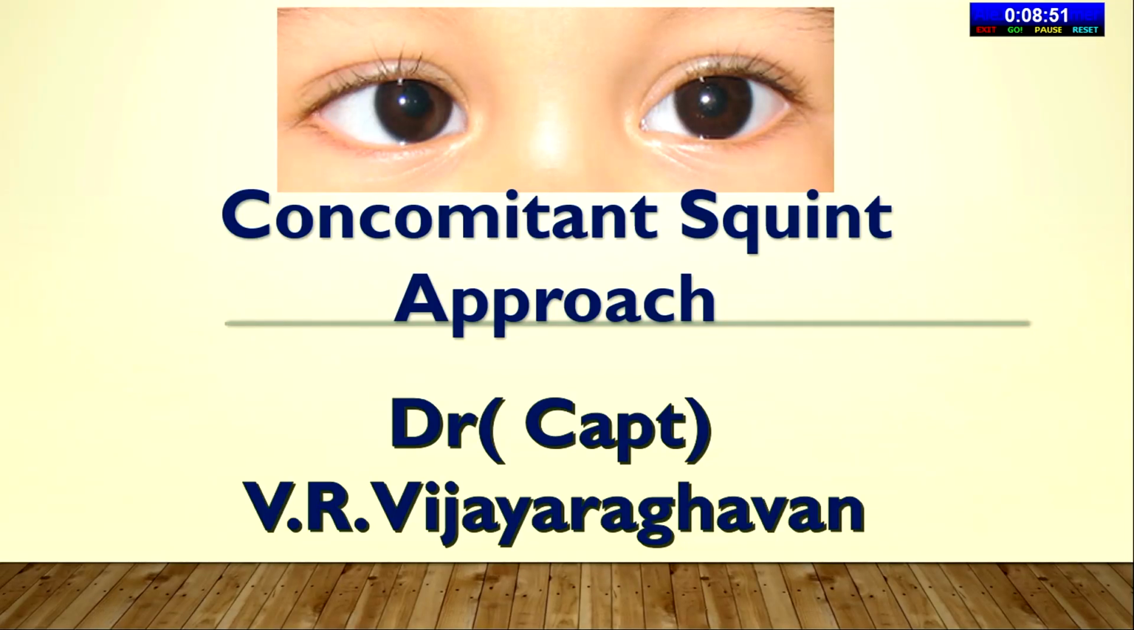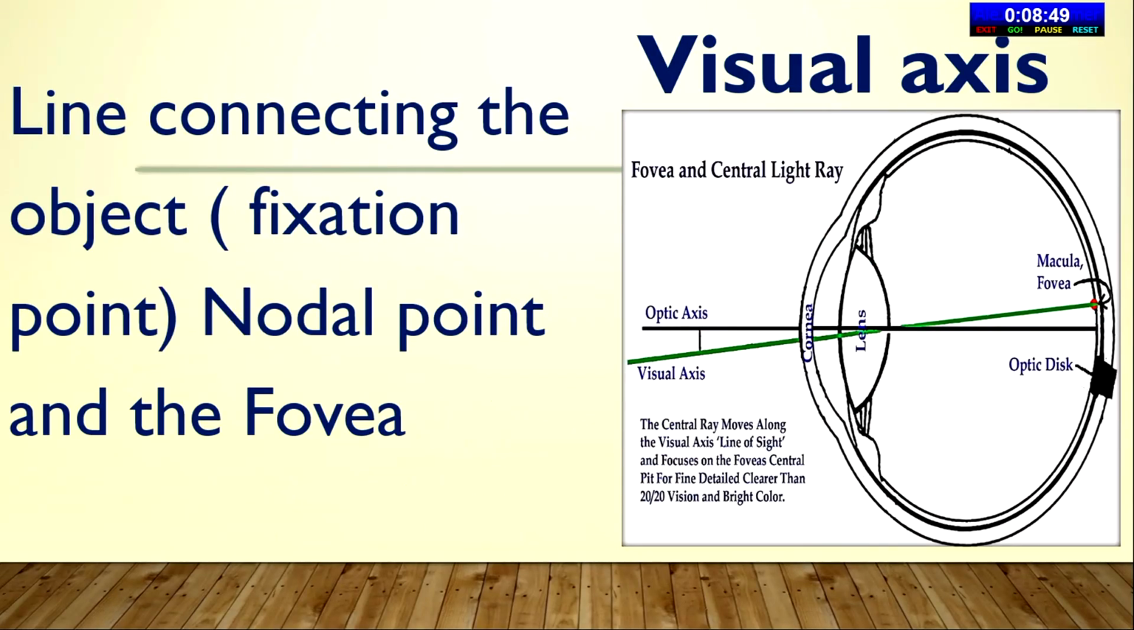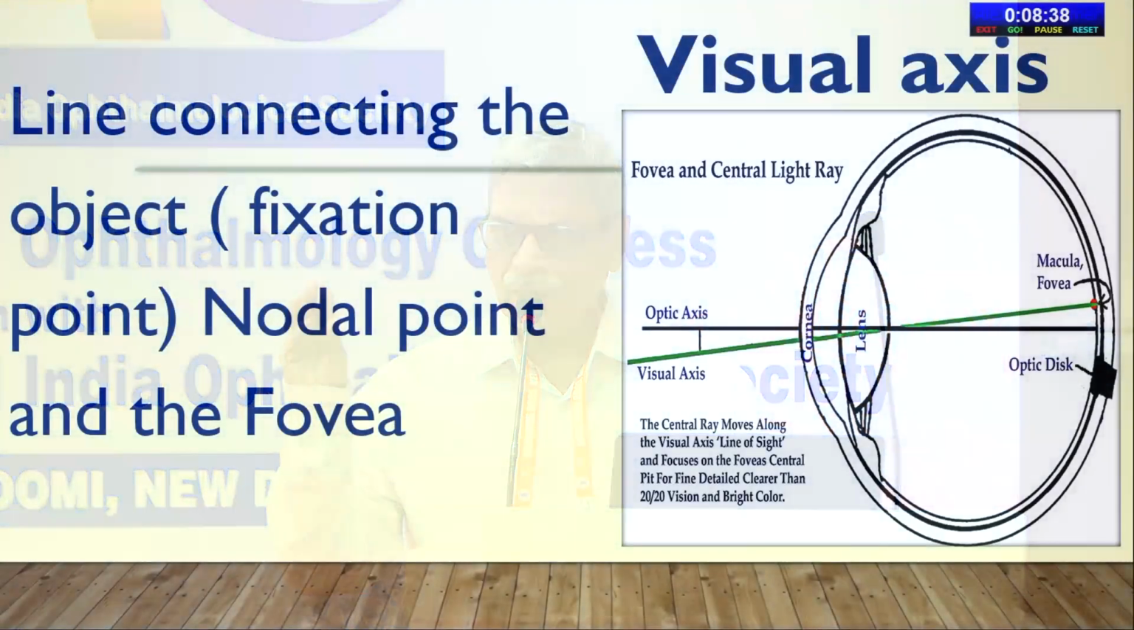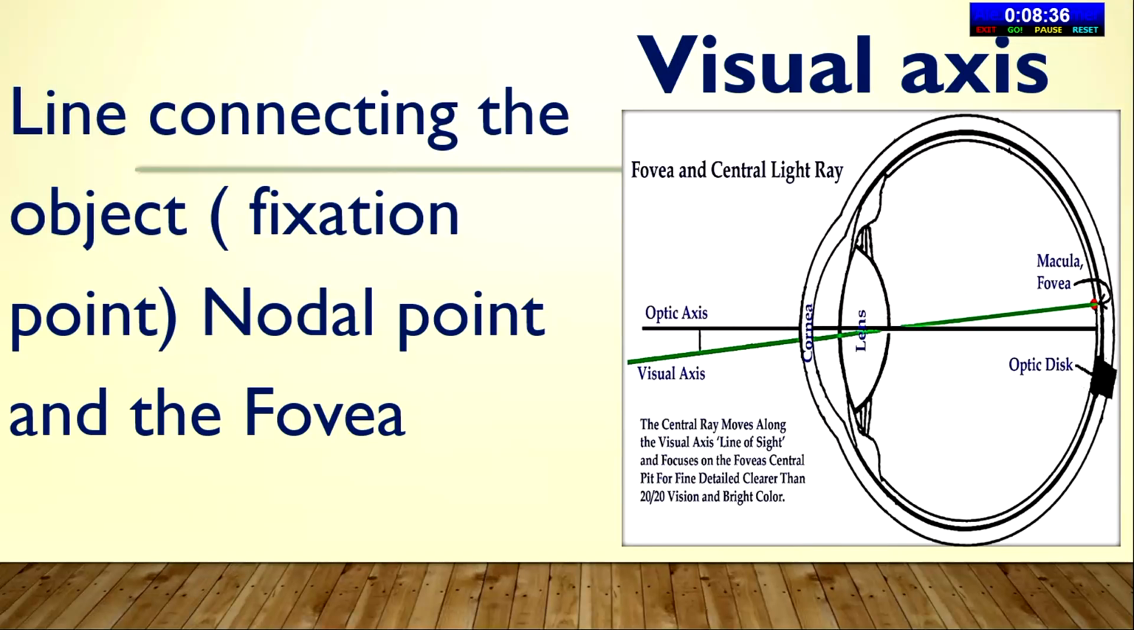All of us know that we have one thing called the visual axis. That is a line connecting the object, passing through the nodal point, which is in the posterior part of the lens, and going to my fovea. That's called the visual axis: object, nodal point, fovea. The right eye has one, the left eye has one. So note, this visual axis should maintain some equilibrium.